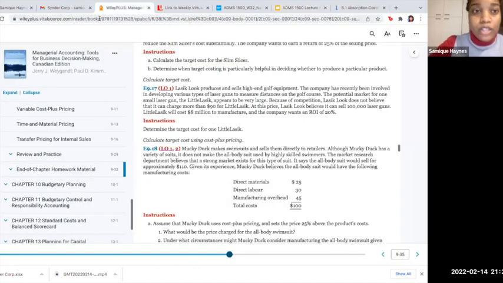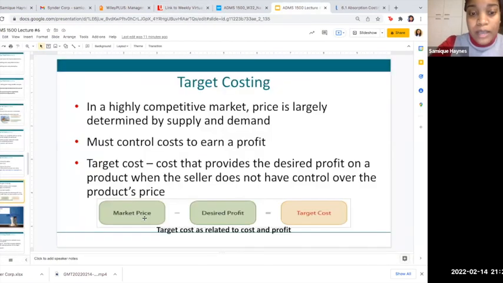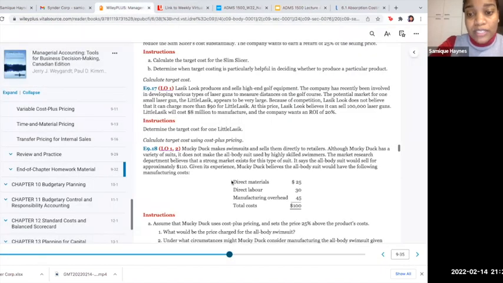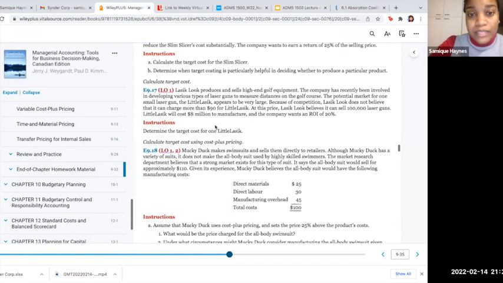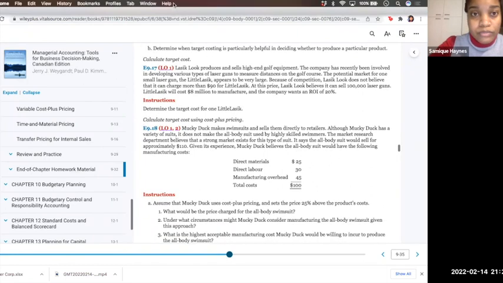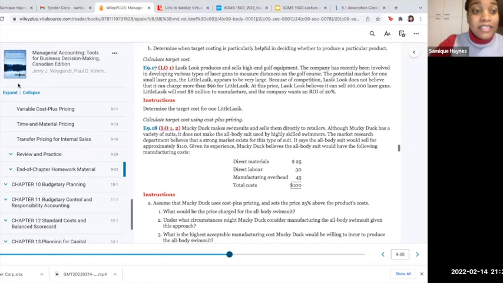Knowing that your equation for target cost is market price minus desired profit, I'm going to give you 2 minutes just to look at this question. See if you can come up with part A, determine the target cost for Little Lassic. How much do you think it's going to cost? Any answers? 74. Somebody thinks it's 74. Any other answers? It's a good answer. Someone has 96.